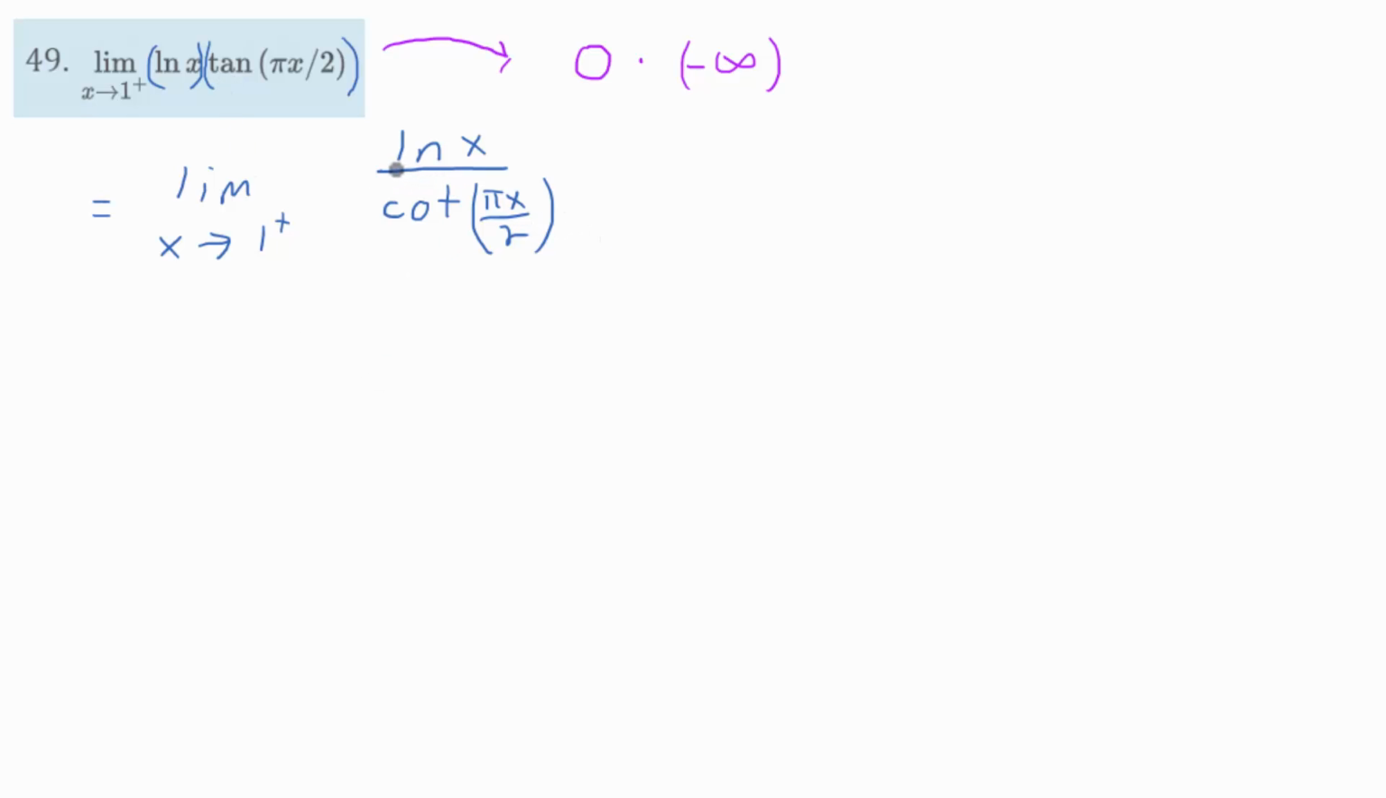Now, if you think about it, we still have the natural log of x on top. As x approaches 1 from the right, that limit is still 0. And then if you think about the cotangent of pi times x over 2, that limit has to be 0 as well, if the limit of the tangent was negative infinity.